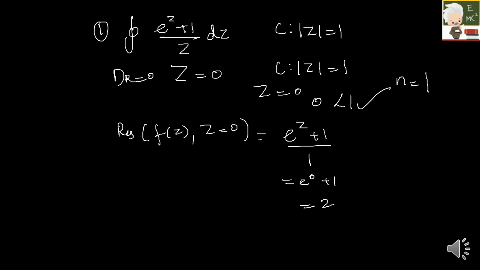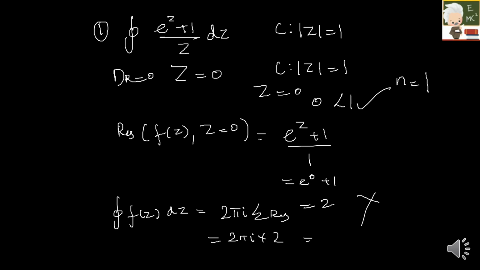So if you are stopping with this, then your answer is wrong. So finally what you have to do? Integral of f of z dz is equal to 2 pi i into summation of residues, right? So which would be 2 pi i into 2, which will be equal to 4 pi i. So this is the answer for your integral. Hope you got the concept. So let me solve one or two problems which will make you more confident.